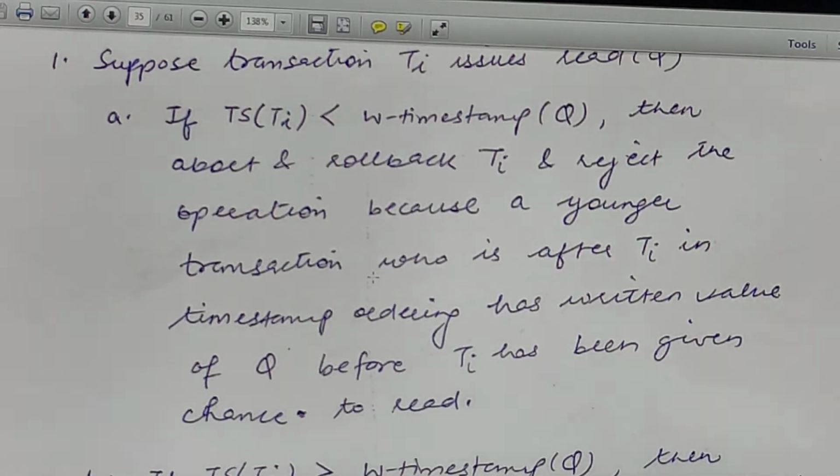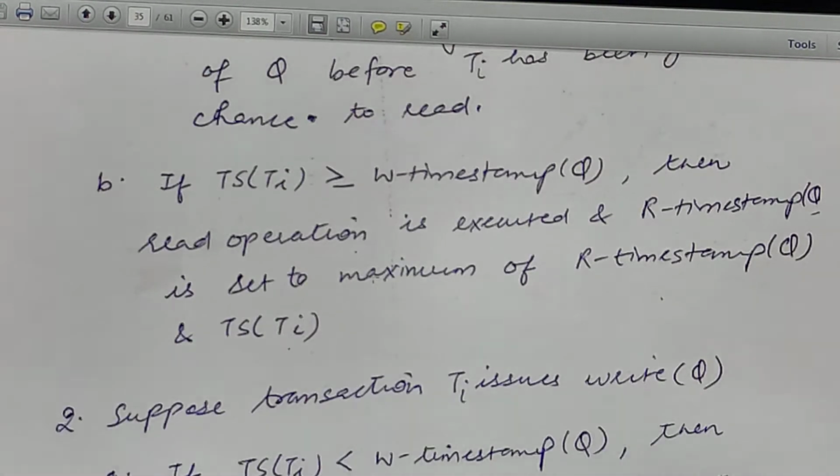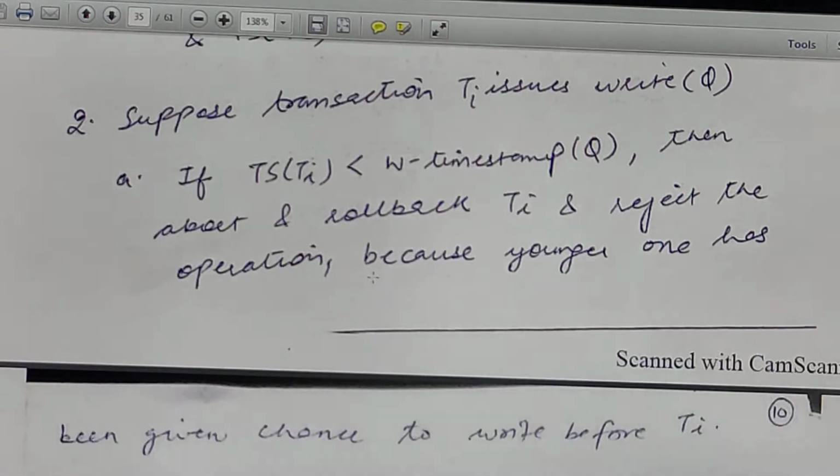A write request is conflicting with the read request, that is why we have checked the W timestamp when the transaction has made the read request. Now if the transaction has made the write request, because write conflicts with both read and write, we will check for both the W timestamp and R timestamp here.